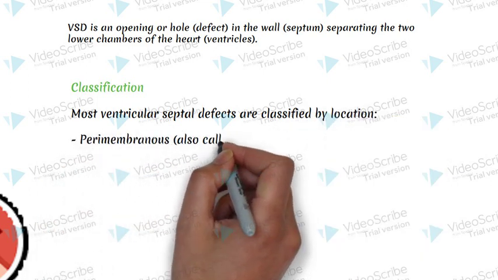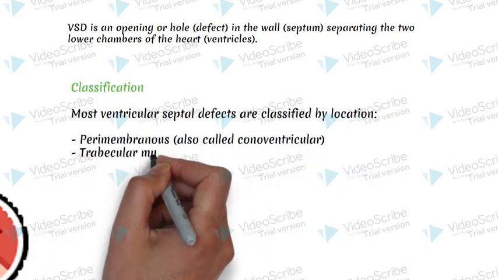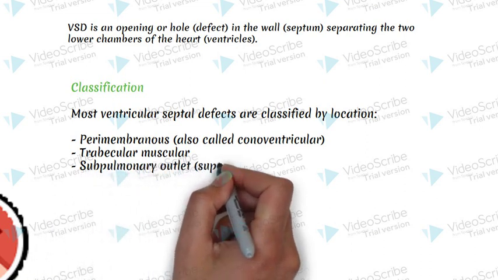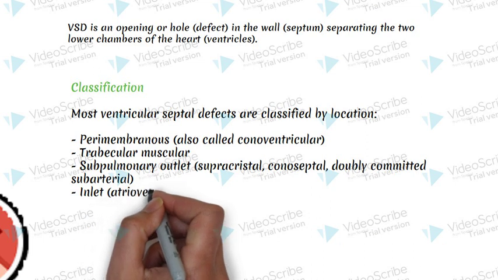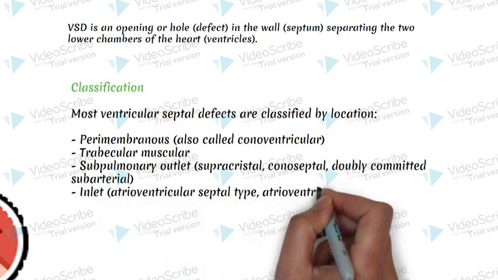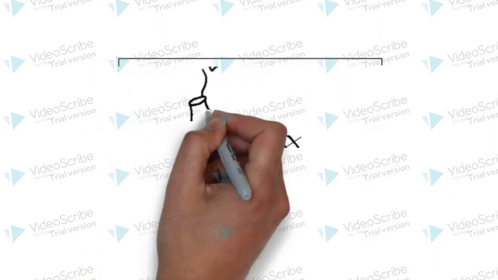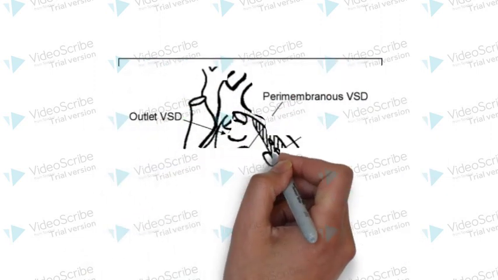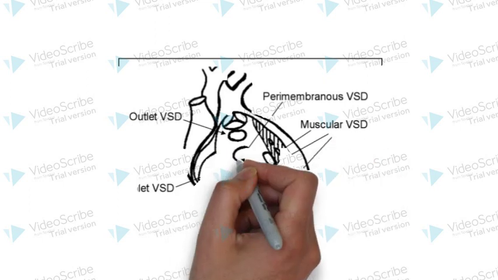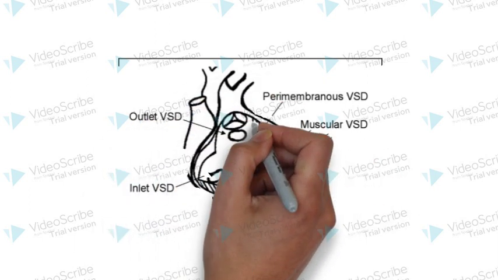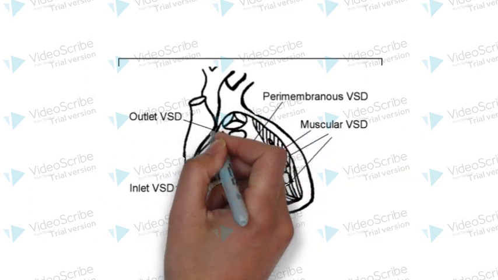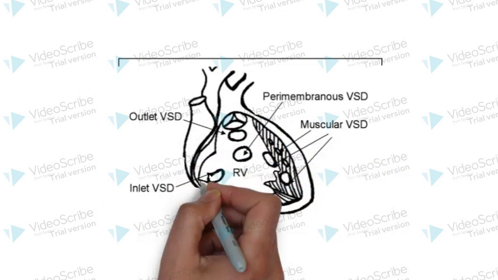For example, perimembranous defect is located in the membranous septum adjacent to the tricuspid valve, and trabecular muscular defects are completely surrounded by the muscular tissue and may occur anywhere in the septum. Subpulmonary outlet defects are in the ventricular septum immediately under the pulmonary valve, and inlet defects are bordered superiorly by the tricuspid annulus and are located posterior to the membranous septum.